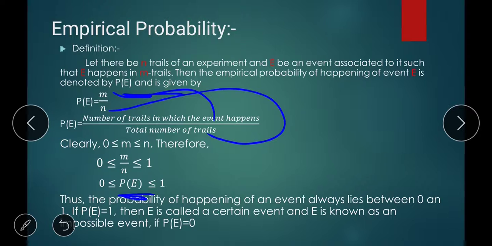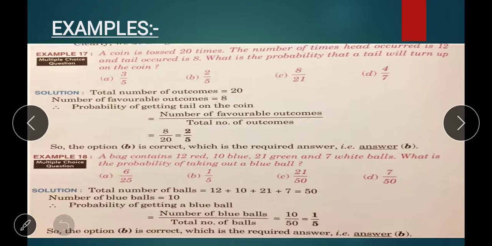If P of E equals 1, then E is called a certain event. And E is known as an impossible event if P of E equals 0. Okay. Then see this example.